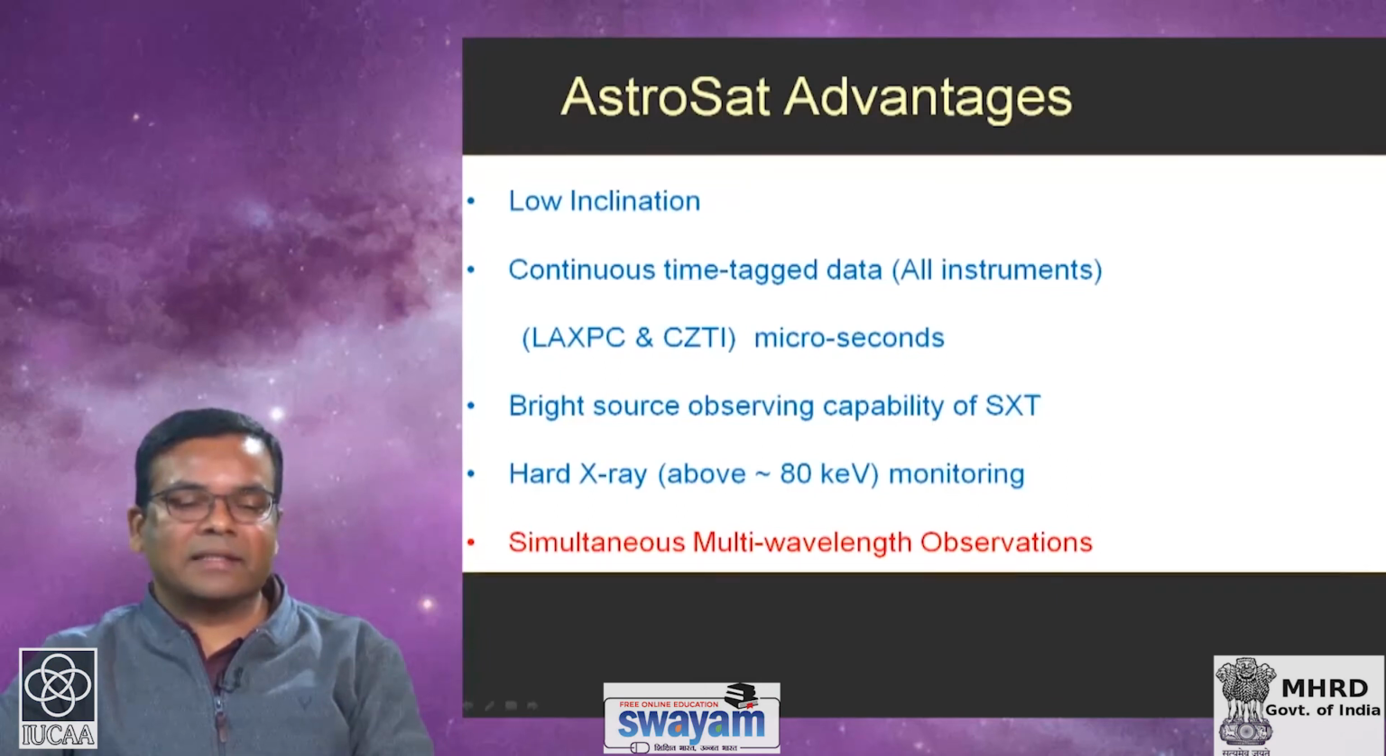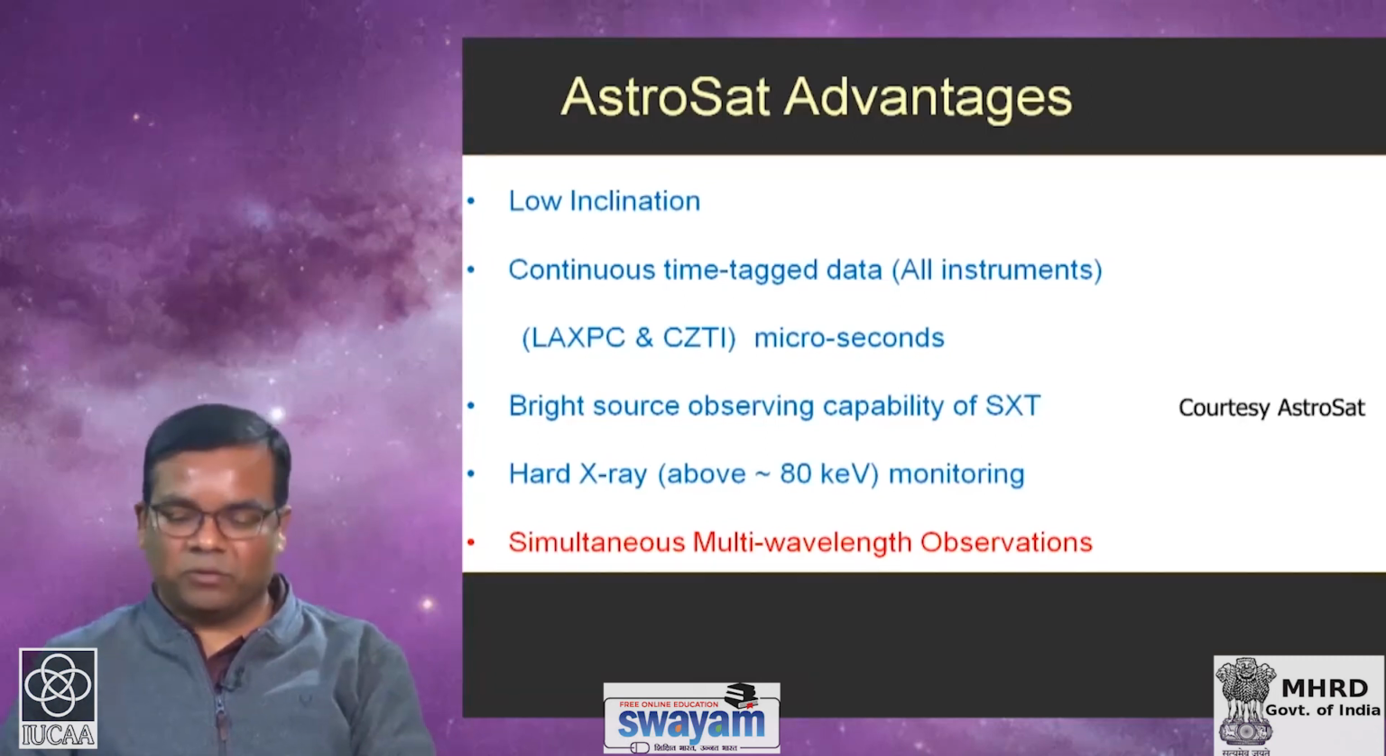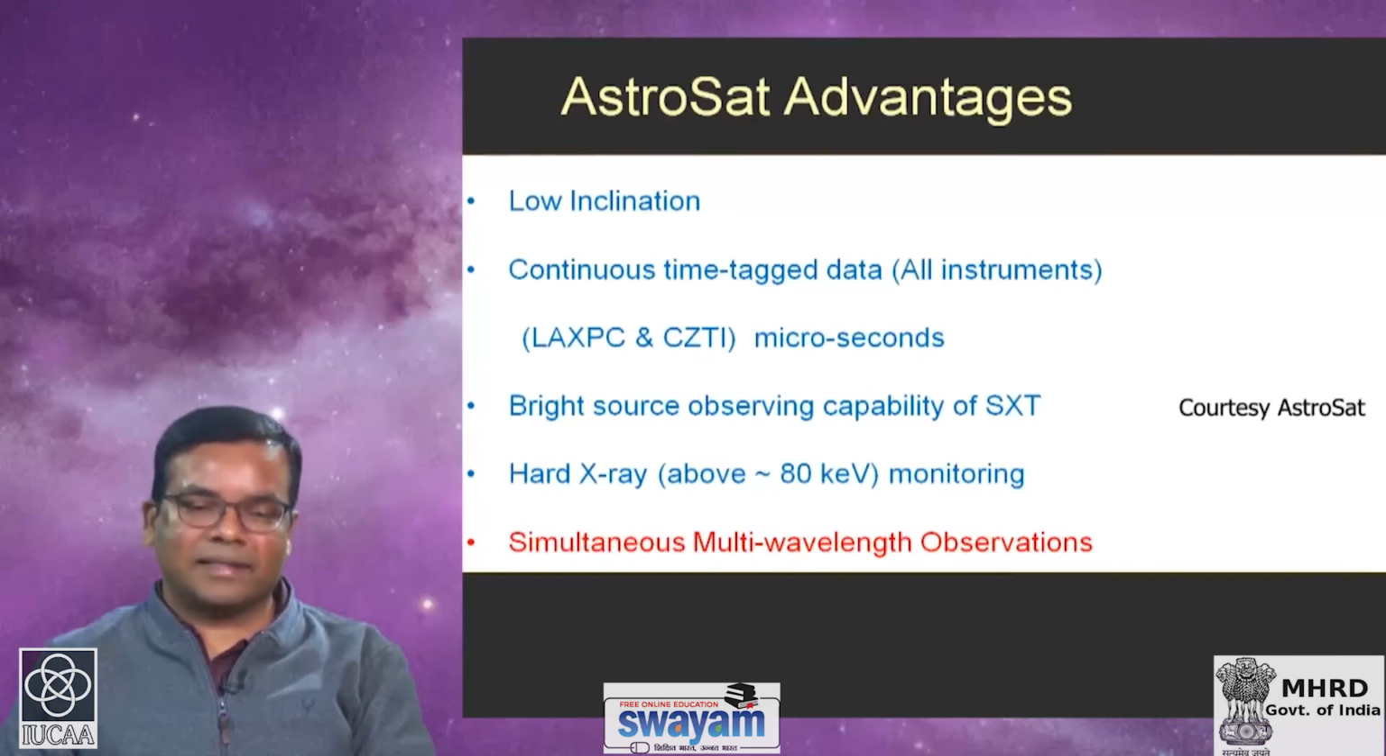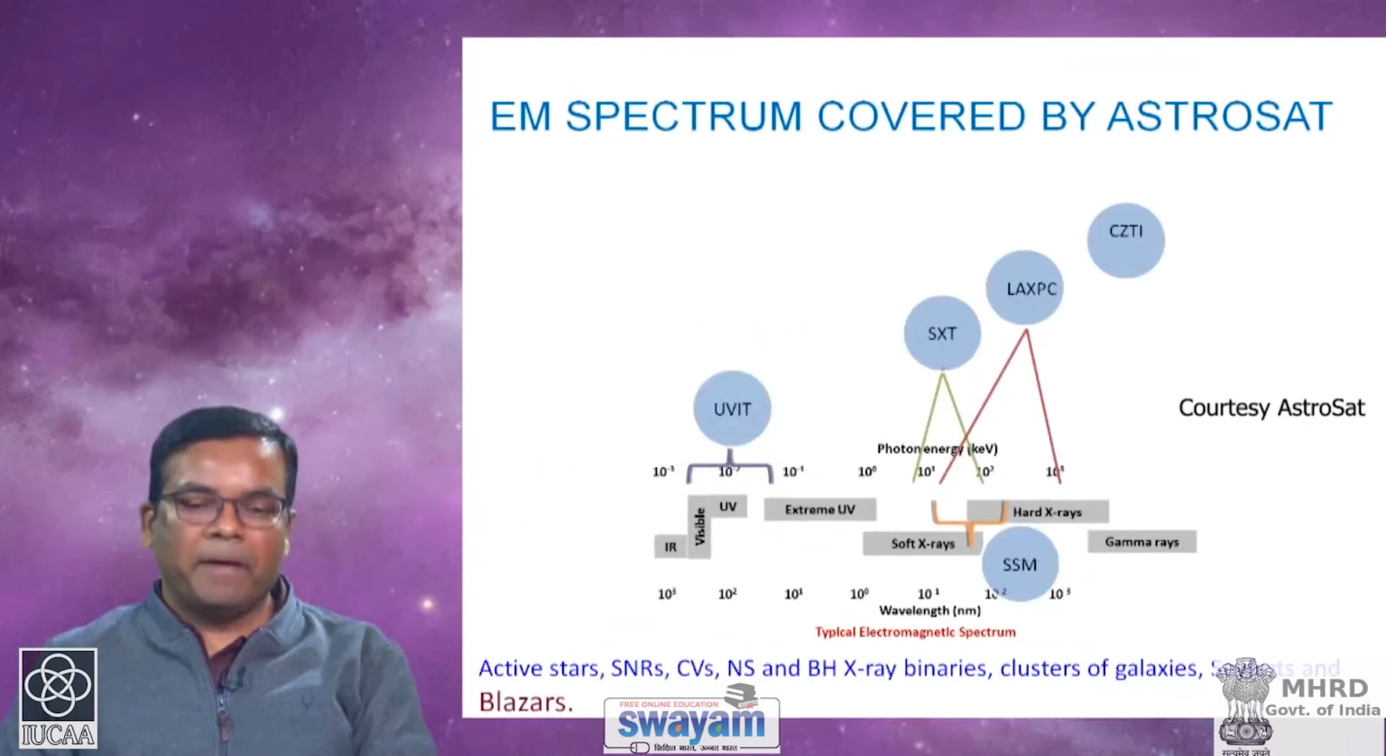One of the detectors, the instrument CZTI, also works as a hard X-ray monitor above 80 keV. And as I mentioned, AstroSat can perform simultaneous observations over multiple wavebands from optical to hard X-rays. This is the coverage of the AstroSat instruments at various bands.